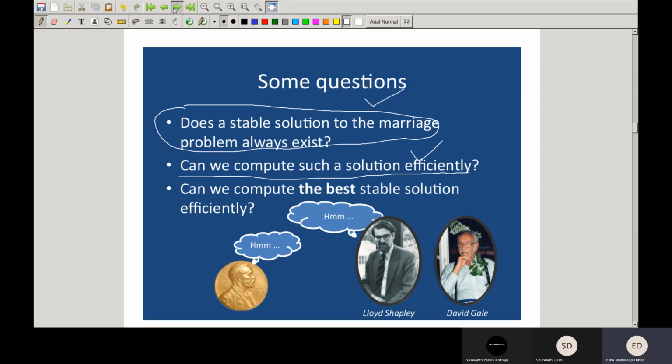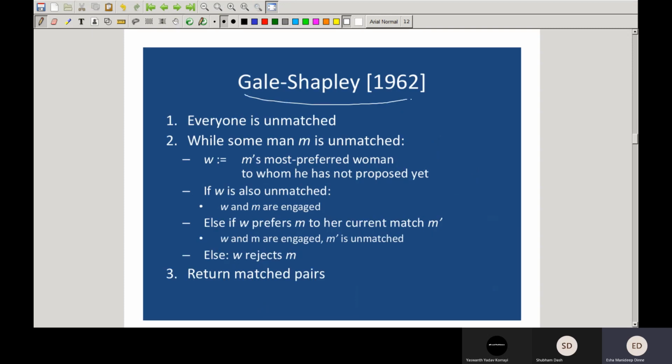All right, so we will go directly to the algorithm, the Gale-Shapley algorithm. They gave this in 1962, and they actually won the Nobel Prize in Economics for this algorithm in 2012, so the consequences of this algorithm are that huge. What we'll be doing is, initially there are n men and n women, and initially all of them are unmatched.